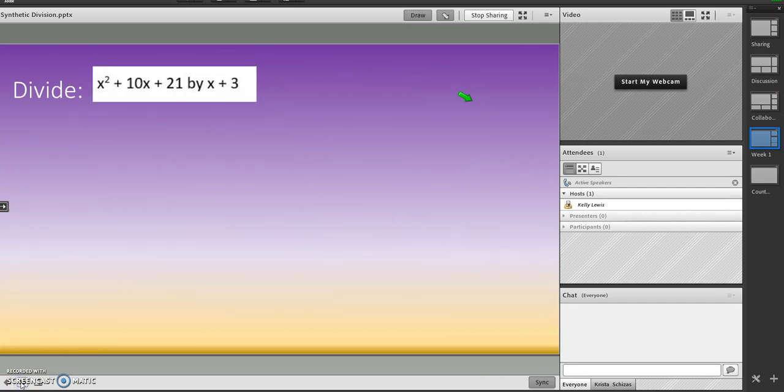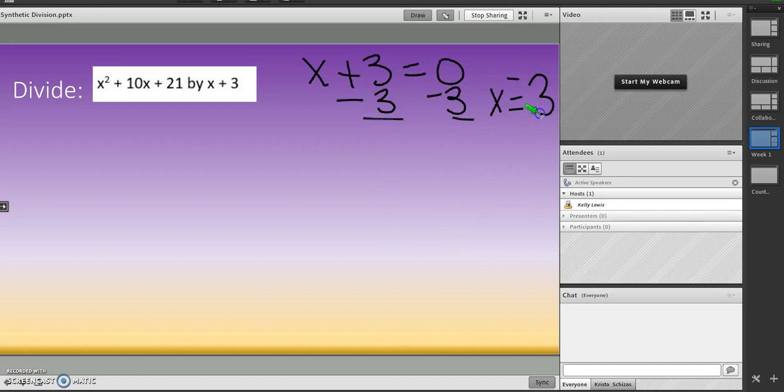Let's do another one. All right, x plus 3 equals 0. So we're going to subtract 3 on both sides. And so we get x equals -3. So I'm going to put -3, and then I'm going to put my coefficients. So my coefficient of x squared right there is an invisible 1. My coefficient of x right there is 10. And I have 21.